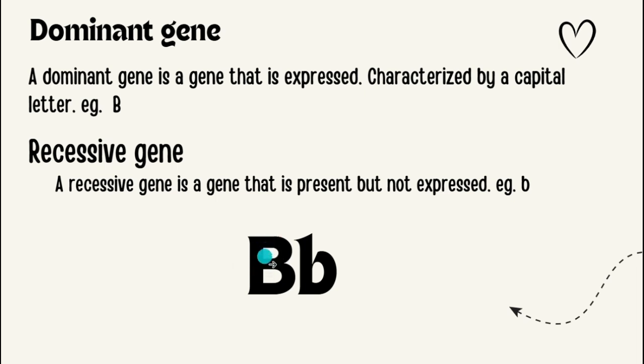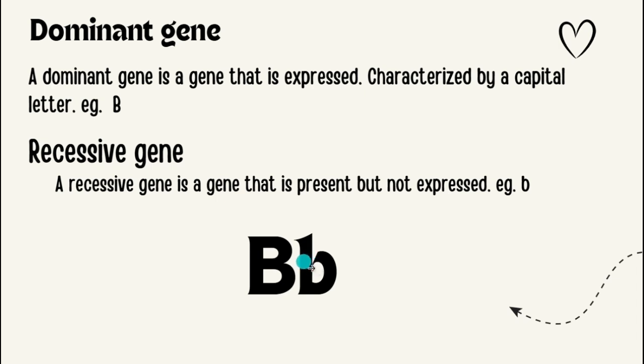So this codes for black hair, this codes for brown hair. I get both of them. What color hair do you think I'm going to have if my parents give me both these two genes? My hair color is going to be black, right? And it's going to be black because it's the dominant gene. It means it overpowers the little b. The little b is not going to be expressed.